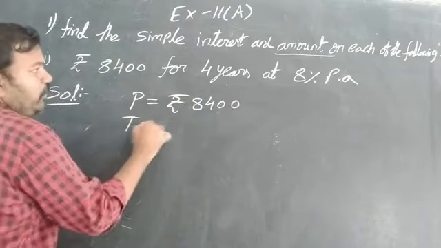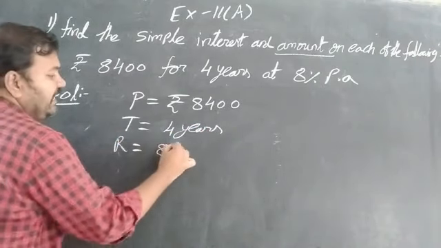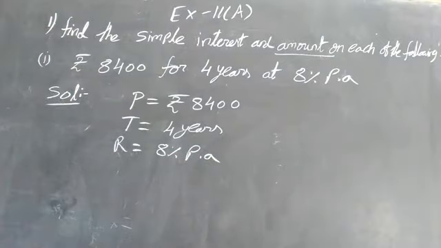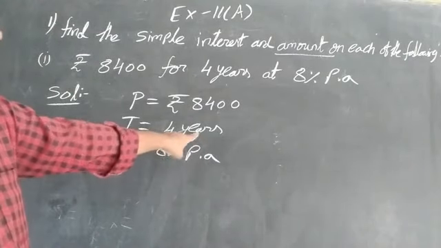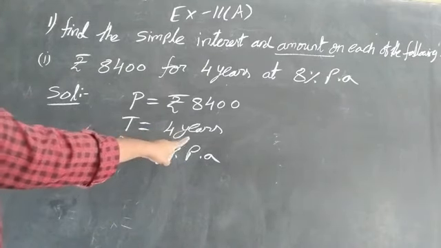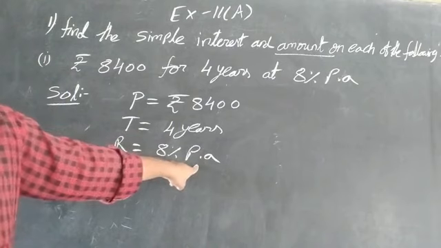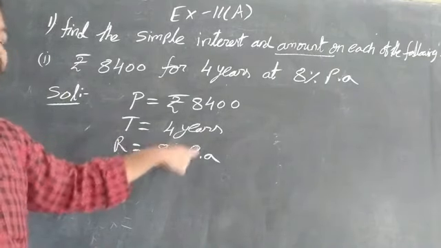Time is equal to 4 years, and rate is equal to 8% per annum. We have to check one thing. In this chapter, the important thing is per annum and years. The time and rate must be in the same unit. This is in the form of years. Per annum means years. Both we have to check once.